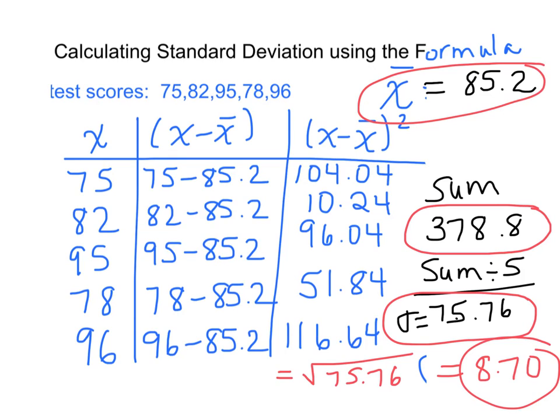Don't forget, the very last step for standard deviation in the formula is the big square root. So here we go again. The sum was 378.8. I divided that by 5, which is the number of terms, to get 75.76. And the last step is to take the square root of that, which gives us a standard deviation of 8.70 units.